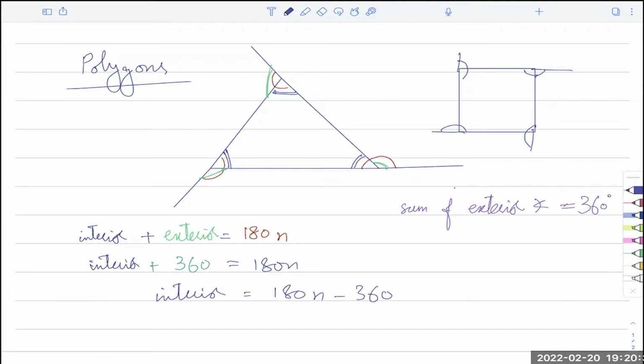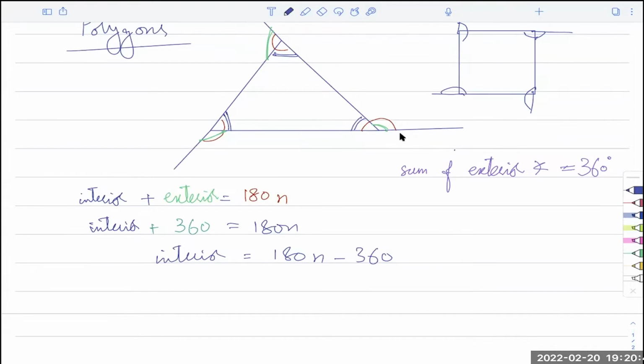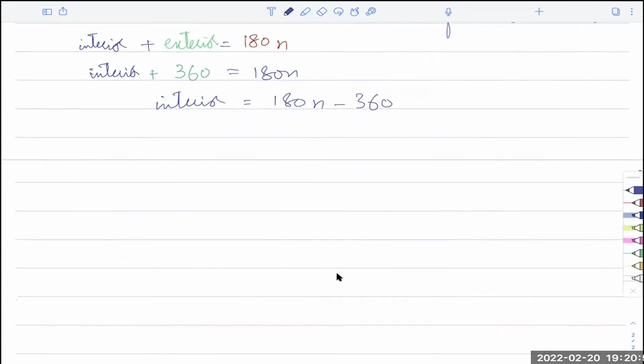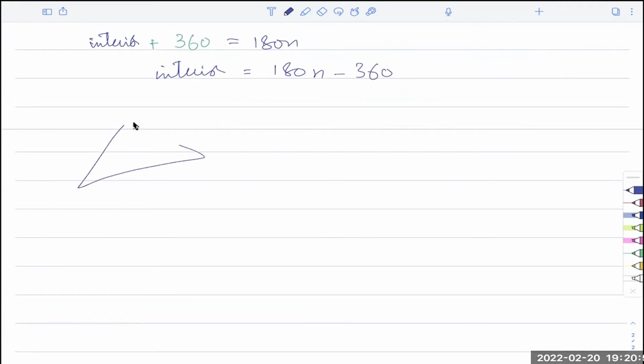Right? Everybody agrees? Yes, sir, that makes sense. I have a formula now that tells me if I were to add all the angles inside any polygon, I will know what their sum is. For example, if I had a triangle and I said this is A, this is B, this is C, then A plus B plus C will equal to 180 times 3 minus 360.